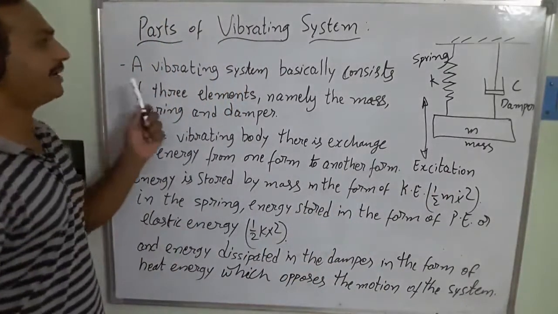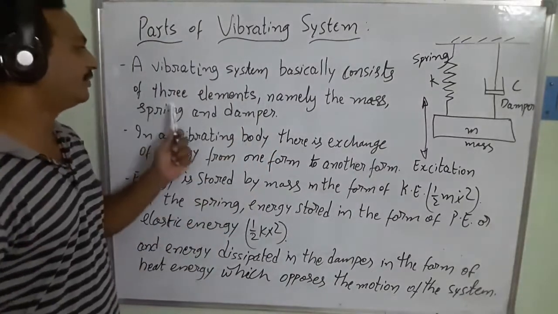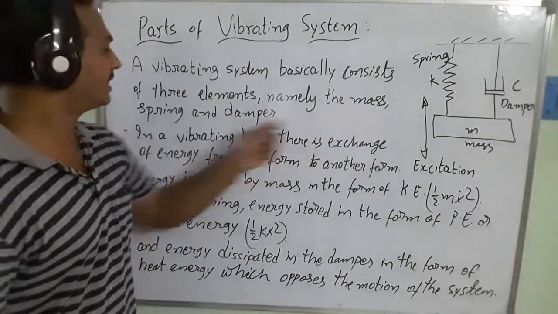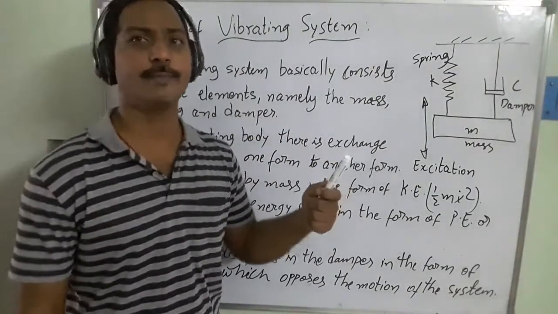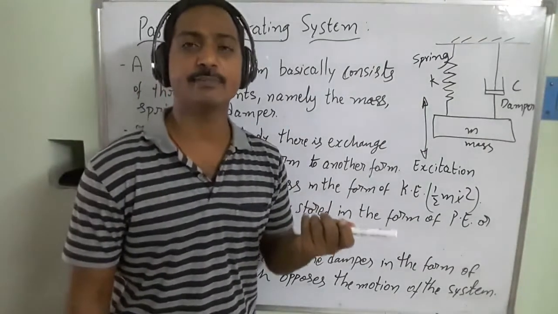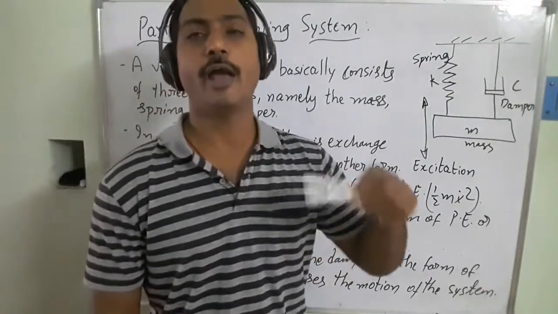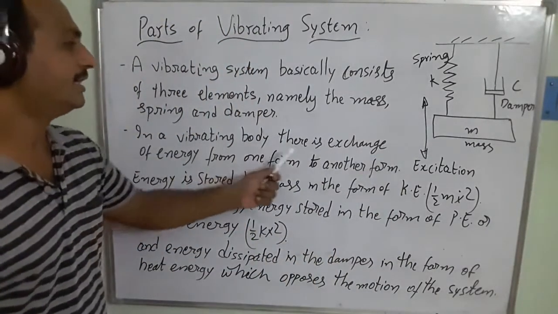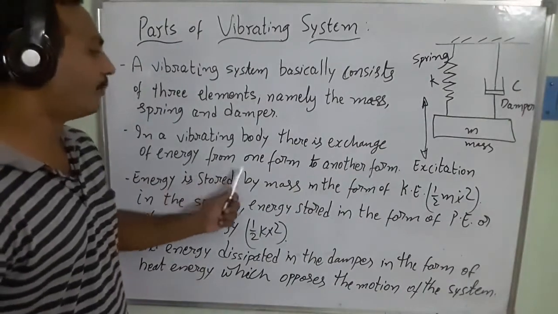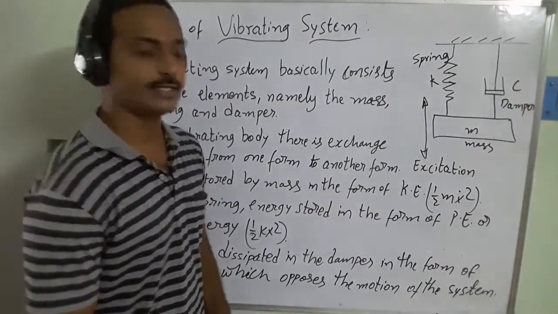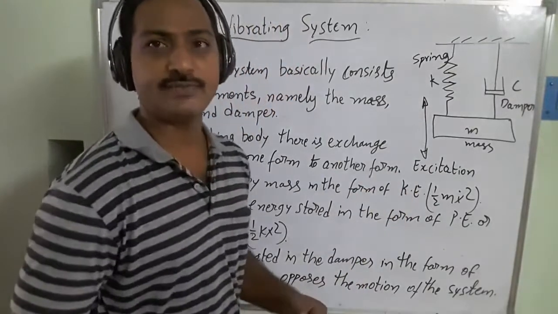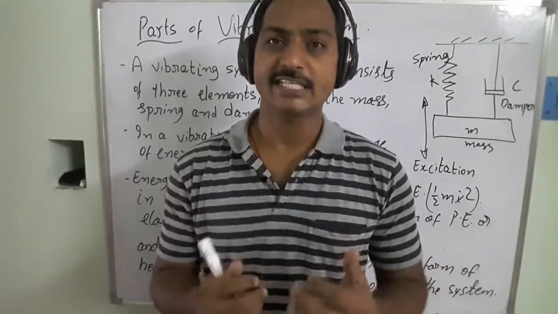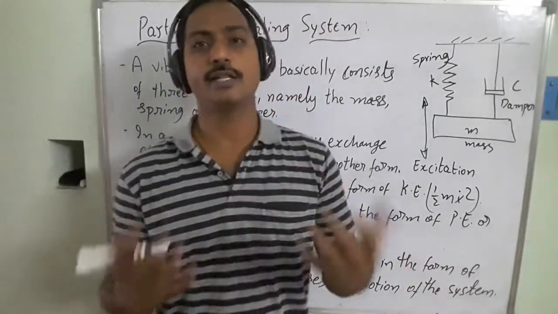As we know, the vibrating system basically consists of three elements, namely mass, spring, and damper. Just as we have discussed, mass and spring are the inherent properties of the system, and the damper may be an inherent property sometimes, or sometimes we apply it from external excitation. So that's three elements. In the vibrating body, there is exchange of energy from one form to another form. The vibrating system is an energy conserving unit which converts energy from one form to another.